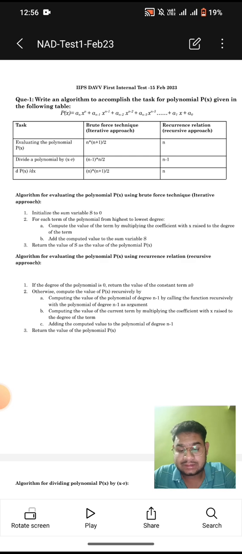Step 2. Otherwise, compute the value of p of x recursively. A. First computing the value of a polynomial of degree n minus 1 by calling the function recursively with the polynomial of degree n minus 1 as argument. B. Computing the value of the current term by multiplying the coefficient with x raised to the degree of the term. C. Adding the computed value to the polynomial of degree n minus 1. Step 3. Return the value of the polynomial p of x.